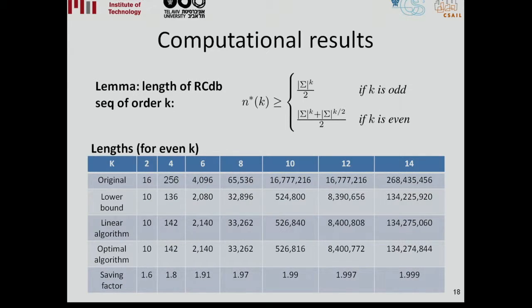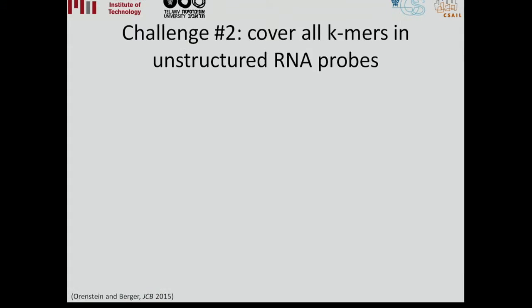And you see that the difference begins to show at size 10. The difference is tiny. So for practical reasons, one might as well use the linear algorithm. And indeed, we have a saving factor approaching 2. So we need half as many sequences as the original problem. And now Yaron will do the rest.